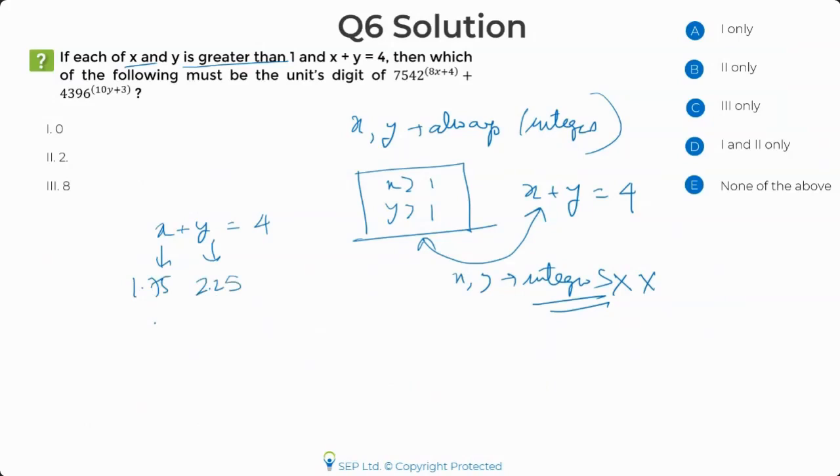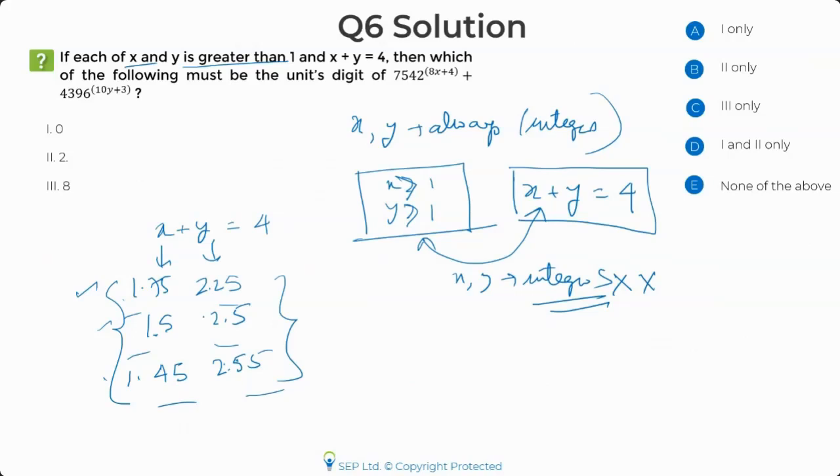Right? Or maybe 1 point, say, take whatever you want. Say, for example, 1.45, 2.55, if you want to take. Nobody's stopping us from taking any values because they're just saying x and y are greater than 1. So I'm open. I just need to make sure they're both more than 1. And the other thing which I need to keep in mind is that the sum should be 4, which I am maintaining here.